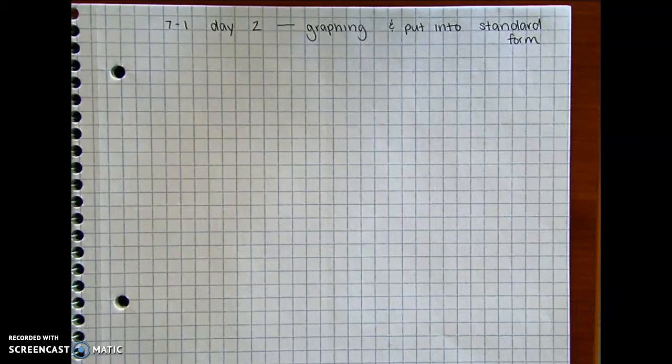Hey pre-calc, in this video we're doing 7-1 day 2, graphing and putting into standard form. So if you remember your steps for graphing, you want to look at your p-value, determine if it's x squared or y squared, determine your vertex, solve for your p-value, and then use your p-value to find your focus and directrix, and then graph it all. So let's just start by graphing a slightly harder problem since I don't believe we did this the other day.